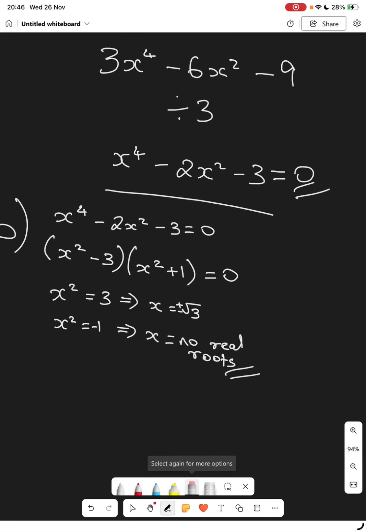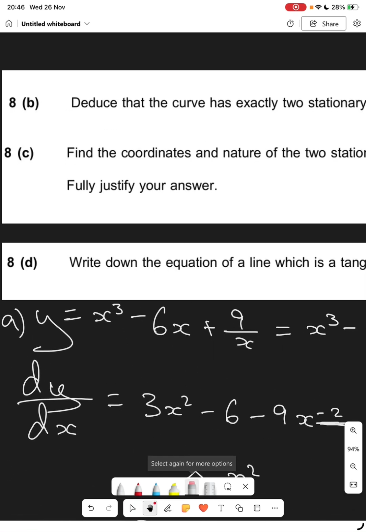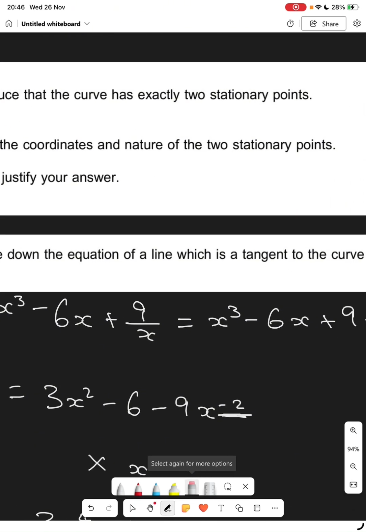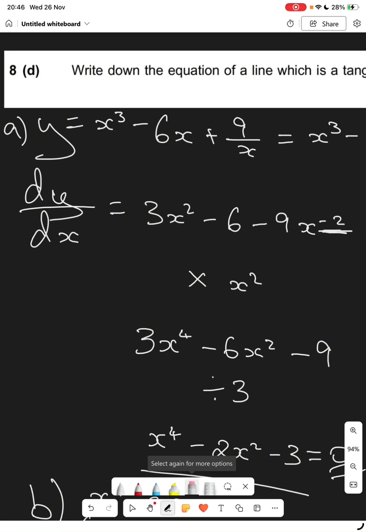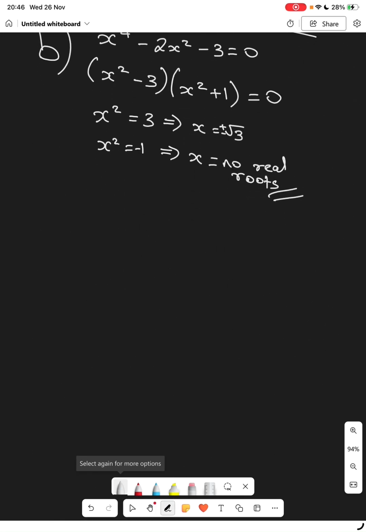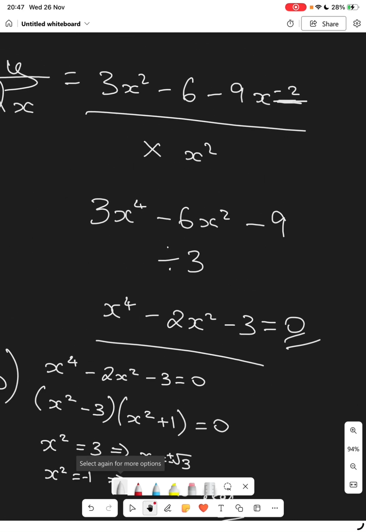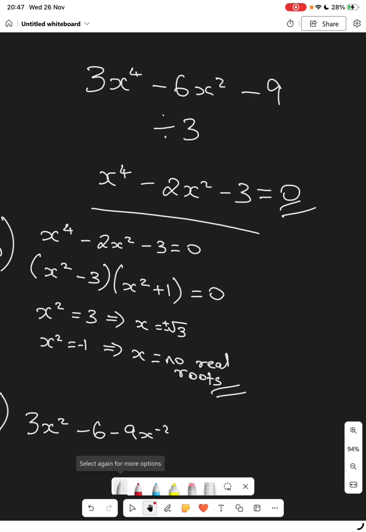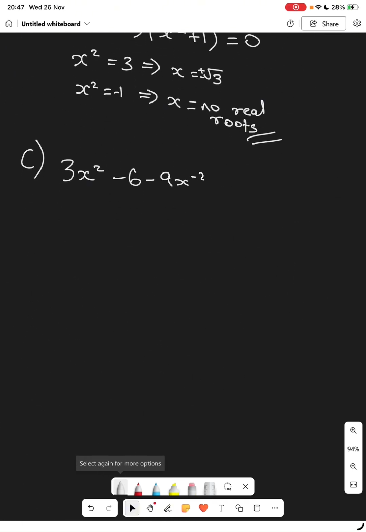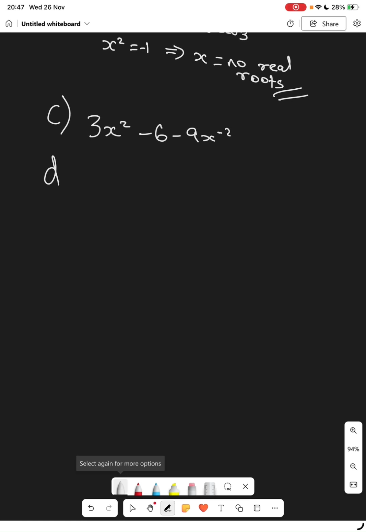Next up, we got C. Find the coordinates and nature of the 2 stationary points. So we have the first derivative, which is this. So that is 3x squared minus 6 minus 9x to the negative 2. So we want to find the derivative of that.